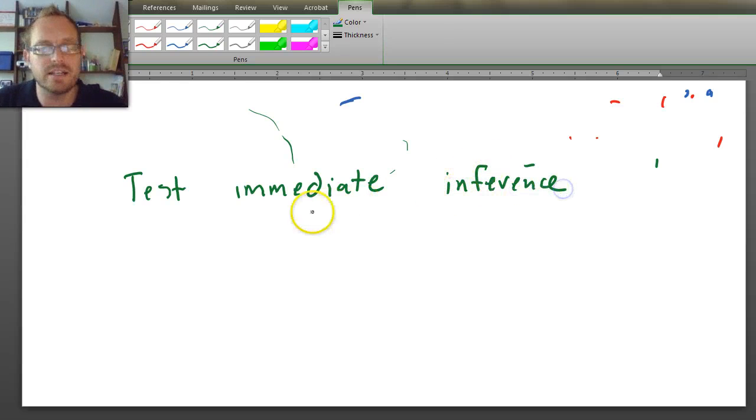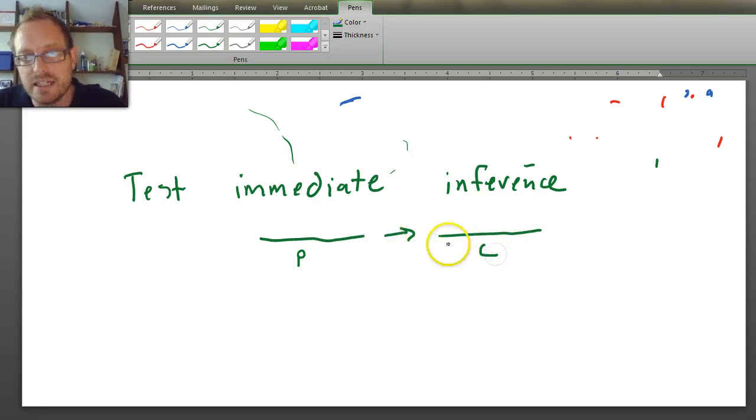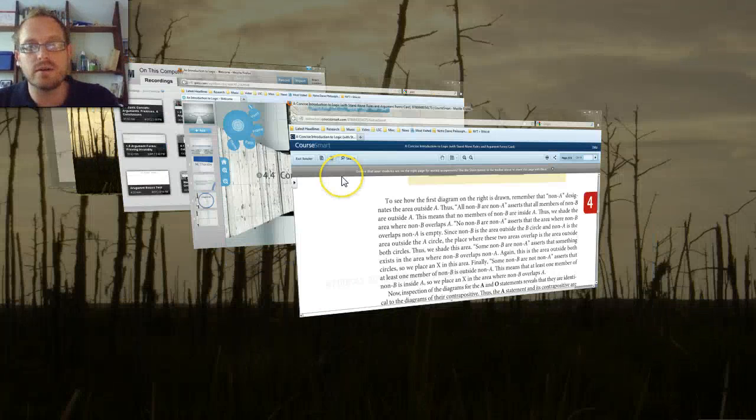What is an immediate inference? An immediate inference is basically not really an argument, but sort of like an argument. If you have a premise, what can you conclude immediately from that? So there's only one premise and one conclusion, right? So for instance, using these logical operations, right?